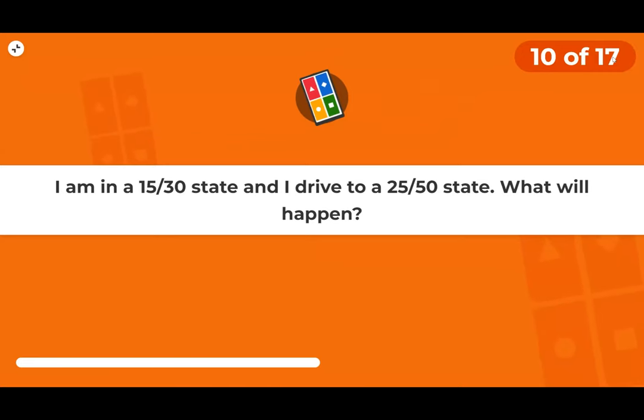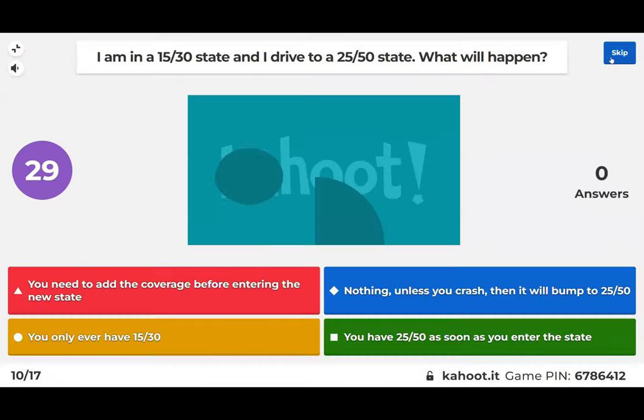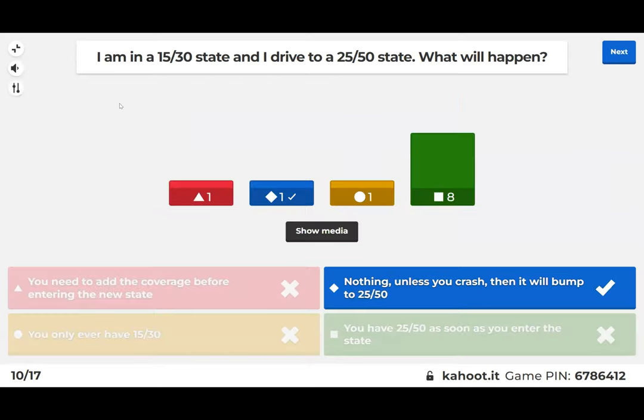I'm in a 15-30 state and I drive to a 25-50 state. What will happen? So my limits in one state are 15,000 per person, 30,000 per accident. And I drive into another state where it's 25,000 per person, 50,000 per accident. What will happen? Nothing will happen unless you crash.